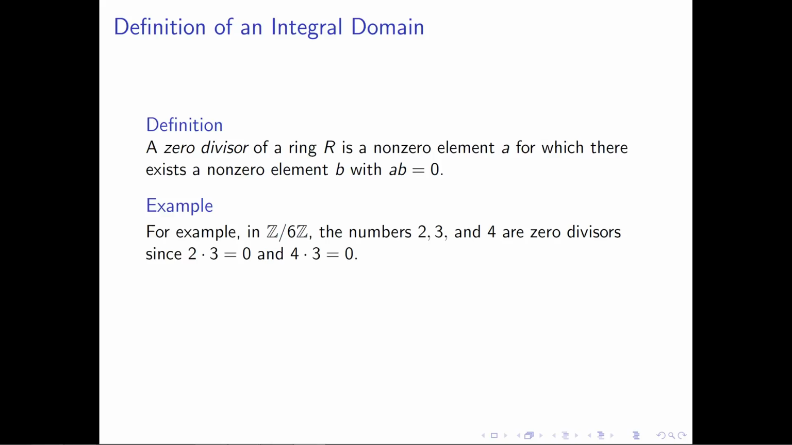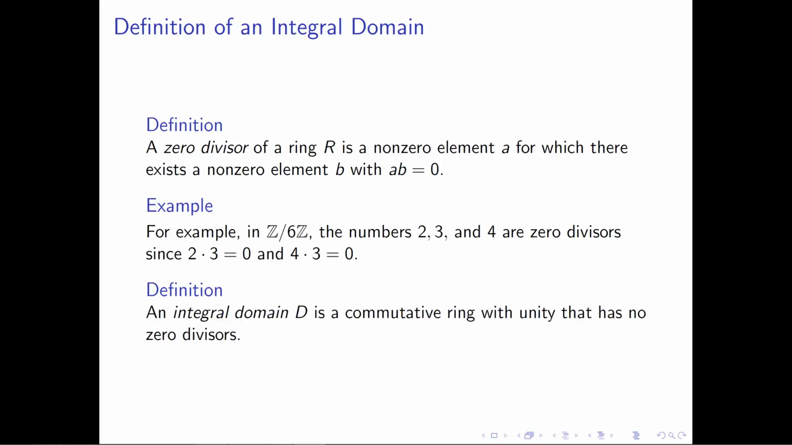As an example of a zero divisor, if we're to work in the ring Z mod 6, then the numbers 2, 3, and 4 are examples of zero divisors. None of them is 0. And yet I can take 2 and 3 and multiply them together and get 6, which is 0 in the ring. And similarly, 4 times 3 is 12, which is 0 in the ring Z mod 6.